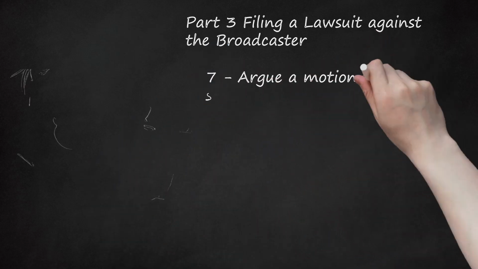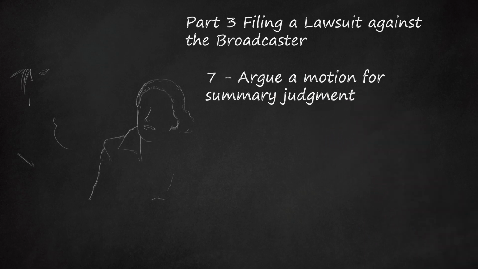7. Argue a motion for summary judgment. After discovery ends, each side can file a motion for summary judgment. In the motion, each side's attorney will argue that there are no issues of material fact in dispute and that you are entitled to win as a matter of law. In contract disputes, it is fairly common for each side to file a summary judgment motion. Your lawyer will have to draft the legal argument and then present the argument to the judge.